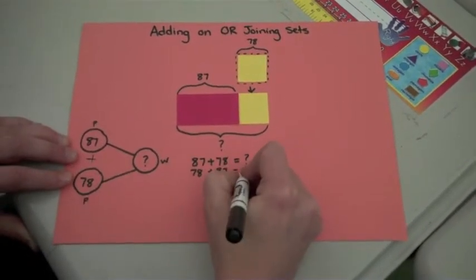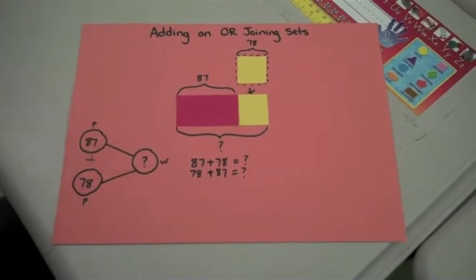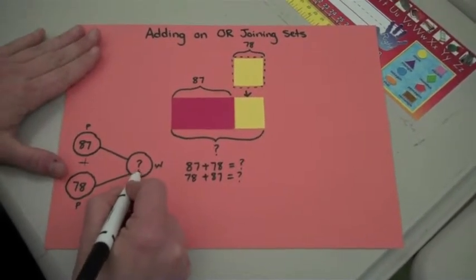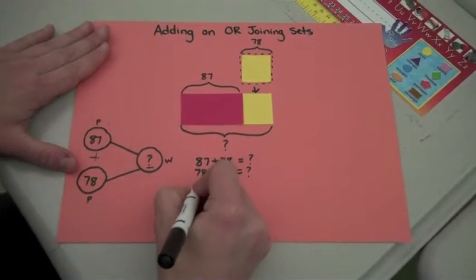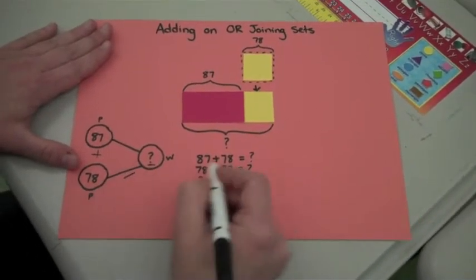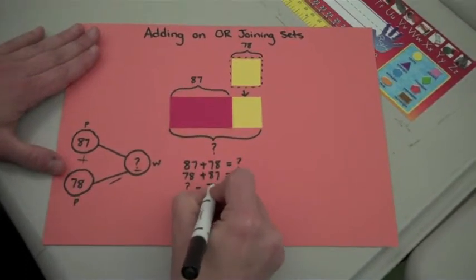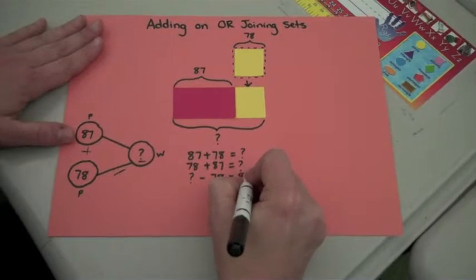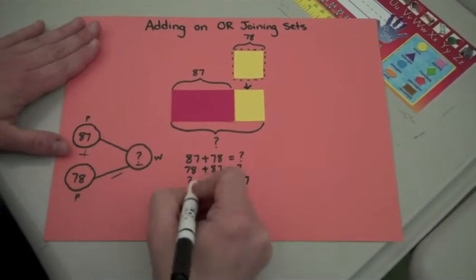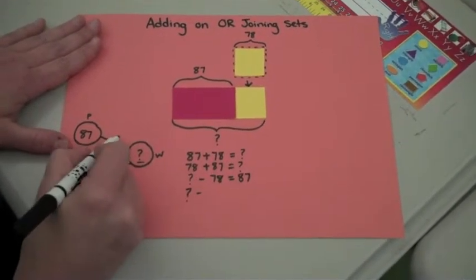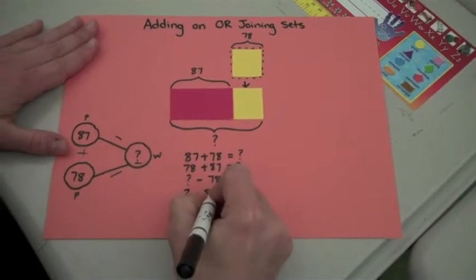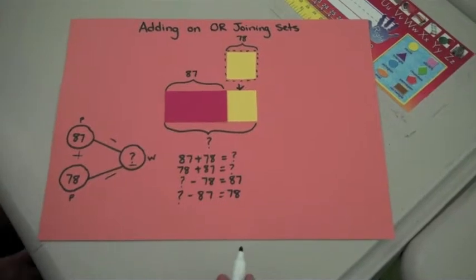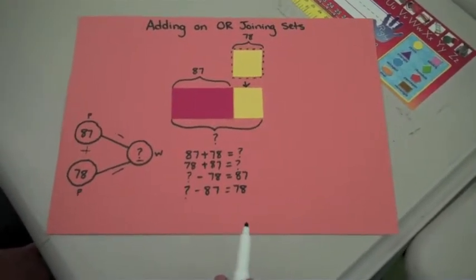equals question mark. The next fact is going to be a subtraction fact, and I always start my subtraction facts with the whole number. So I have question mark minus 78 equals 87. And then I have question mark minus 87 equals 78.